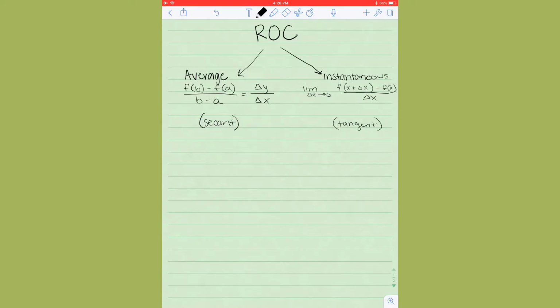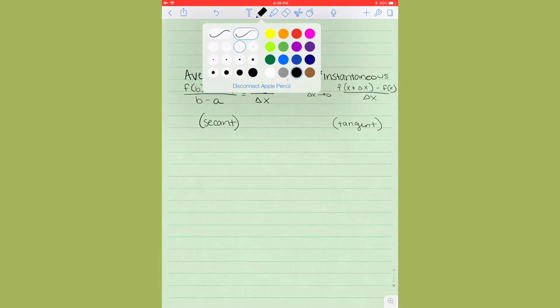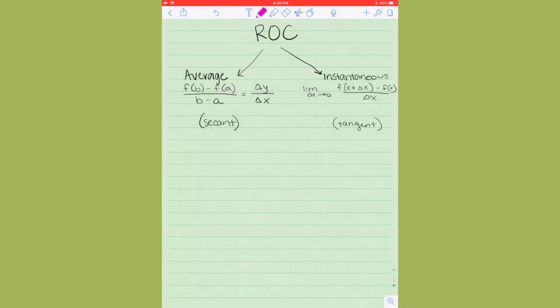I want to solve a problem where we look at average rate of change versus instantaneous rate of change. So we're going to choose a function. We're going to say that our function is equal to x squared minus 3. And I want to find the average rate of change over the interval 0 to 2. So that means I'm going to need to figure out what f of 2 equals so that I can subtract f of 0. So those are my respective y values.